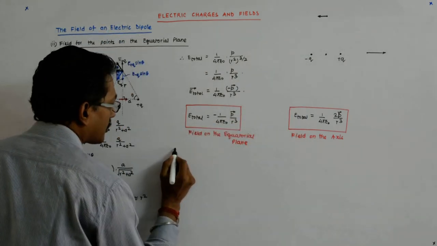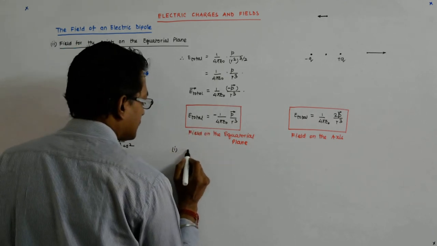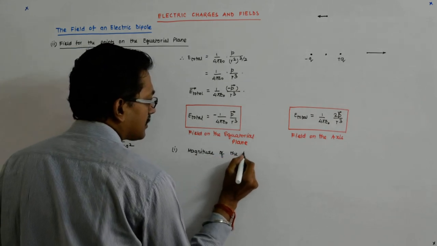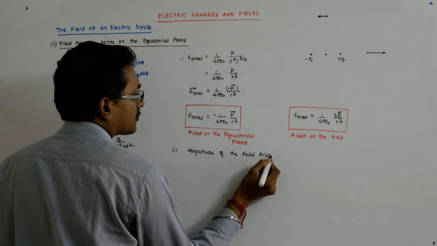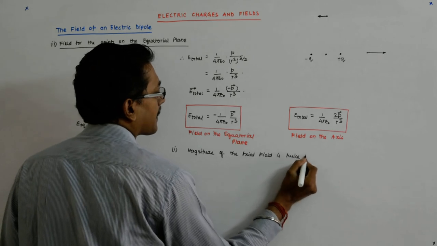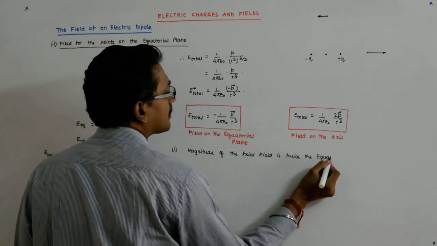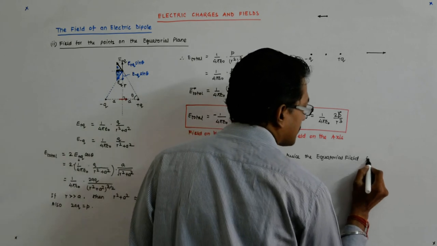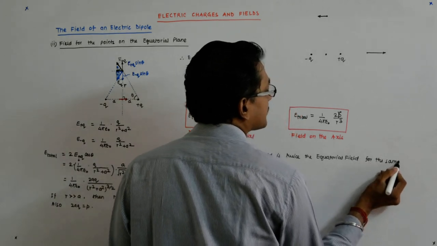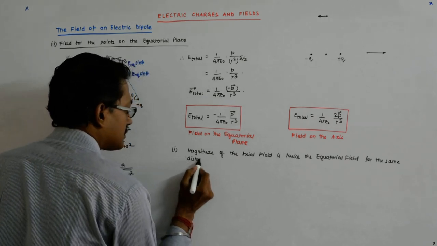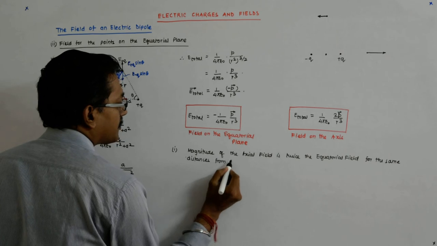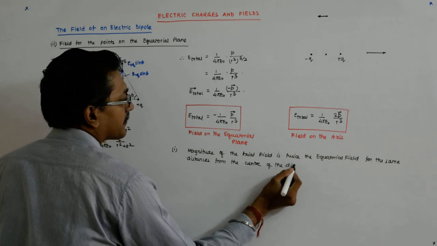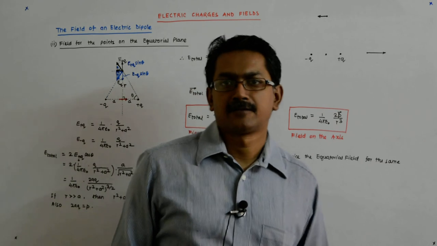So if I want to differentiate, then what happens? Magnitude of the axial field is twice the equatorial field for the same distances from the center of the dipole. Okay? From the center of the dipole.